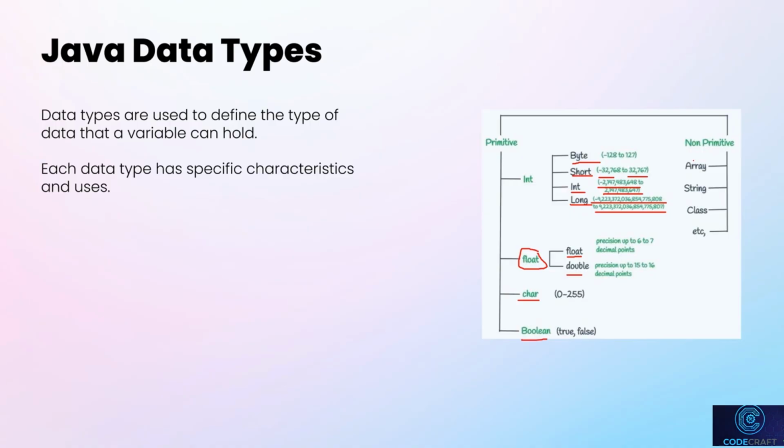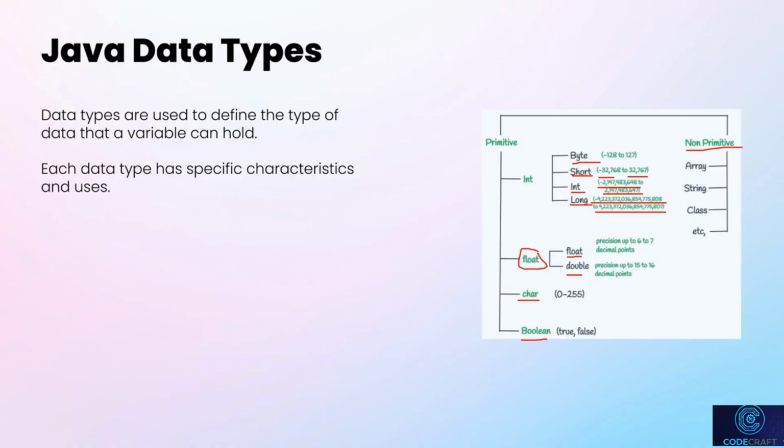Now let's take an overview of the non-primitive data types. Non-primitive or reference data types are used to refer to objects. An object is a complex data type that represents a real-world entity and has its own properties and methods.